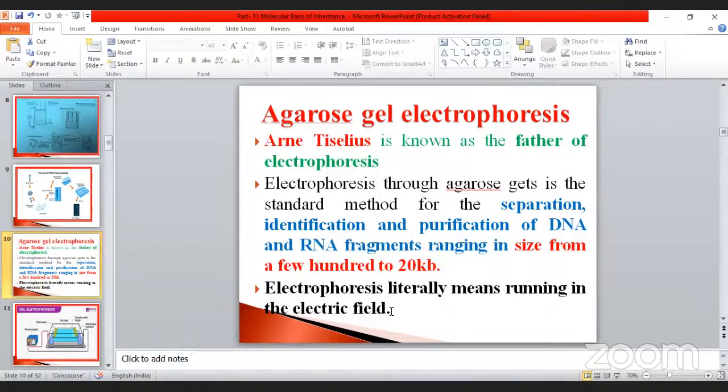Then, electrophoresis literally means running in the electric field. I already told you, the electrophoresis technique is literally running in the electric field. Only a molecule that has a positive or negative charge can migrate towards the opposite pole of the electric field. The cation moves towards the anode side, and the anion moves towards the cation side. Then only we will obtain the band formation. See that one. I will show you one more, then it will be clearer.